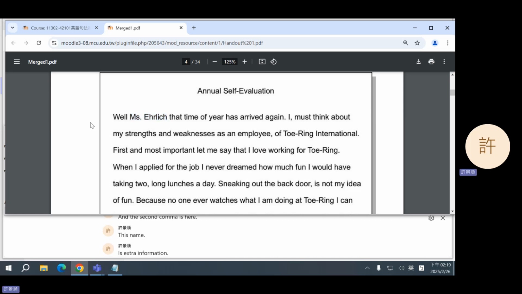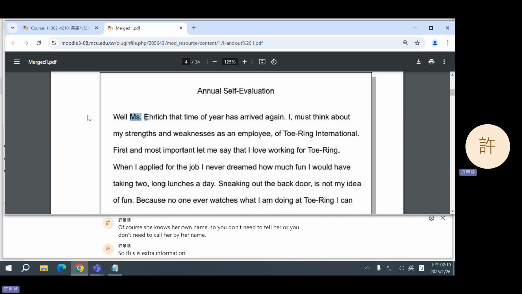This name is extra information. This letter is being written to Ms. Ehrlich. Of course, she knows her own name. So you don't need to tell her, or you don't need to call her by her name. So this is extra information.